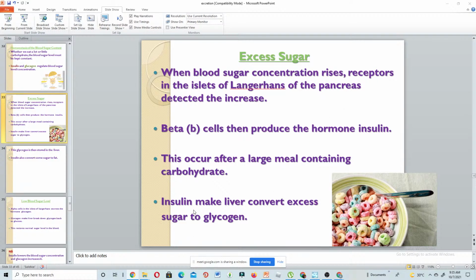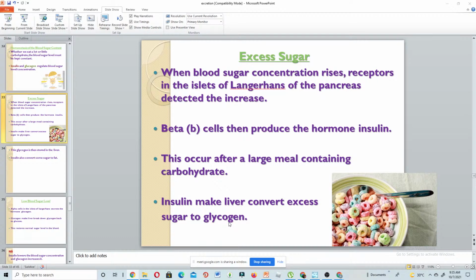So they are saying now that the insulin, of course, makes the liver convert excess sugar to glycogen, right? So the excess sugar or the excess glucose is what will be converted to glycogen. So if I should ask you, what is glycogen?